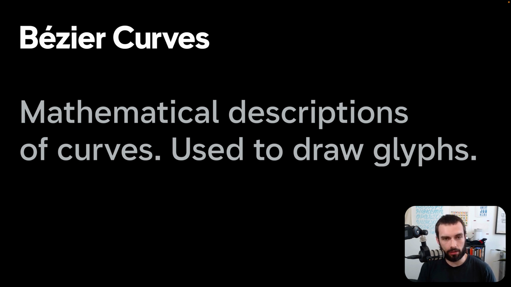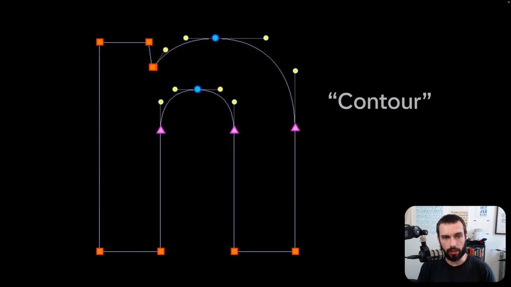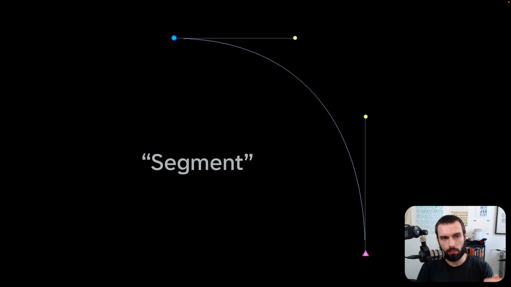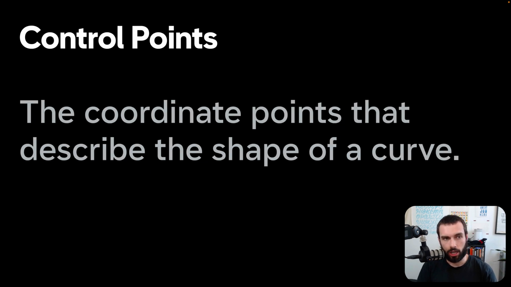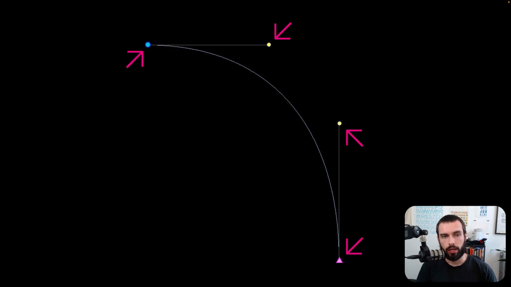Bezier curves are mathematical descriptions of shapes. These are what we use to draw glyphs. So this letter N is called a glyph, and a single Bezier path that's closed is called a contour. If you zoom in, one section or one Bezier curve is called a segment. And then control points become really important to know about. These are the coordinate points that we move around, and these dictate the shape of each Bezier curve.